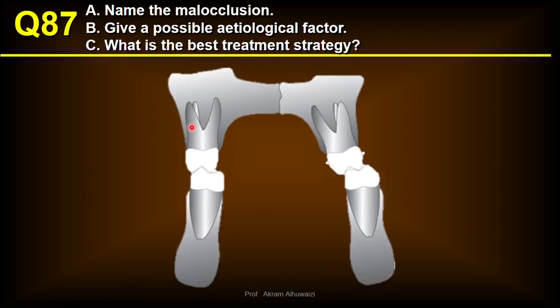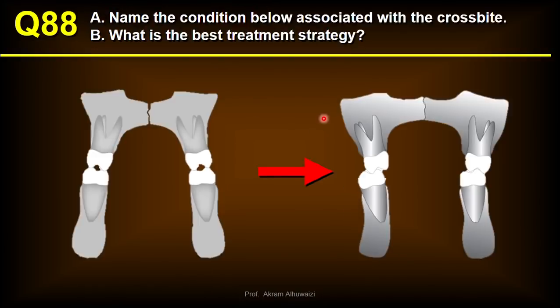Name the malocclusion. It's true unilateral posterior crossbite. Possible etiological factor could be trauma from early age. And what's the best treatment strategy? Would be either to accept it or to treat it surgically, since orthodontically tipping the teeth will not solve the problem. Name the condition below associated with crossbite.